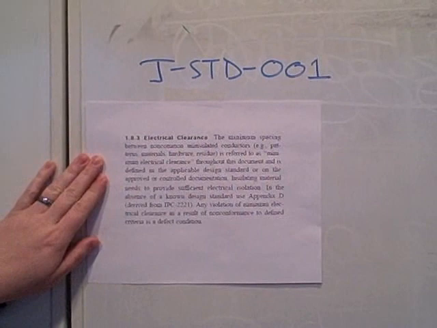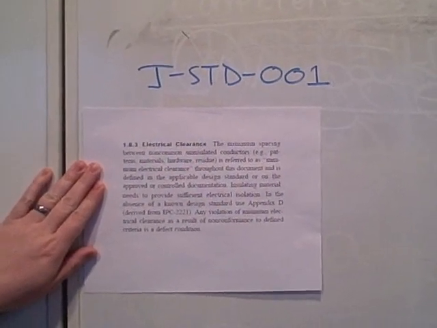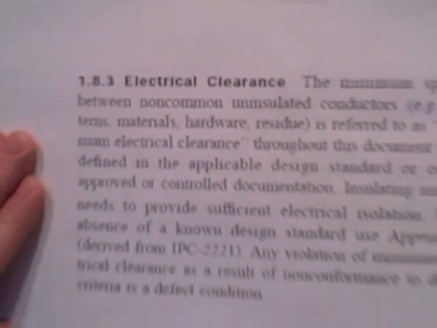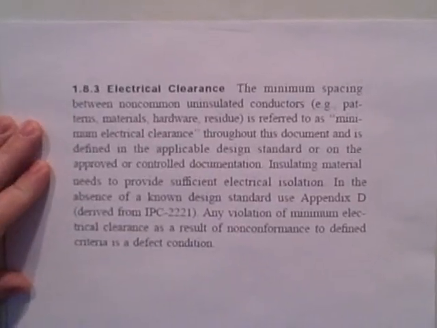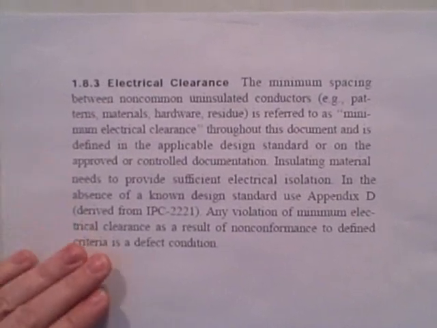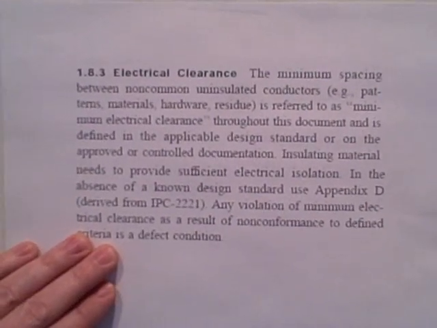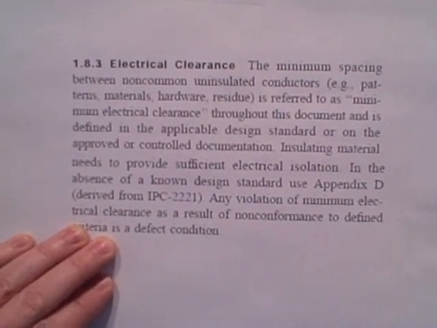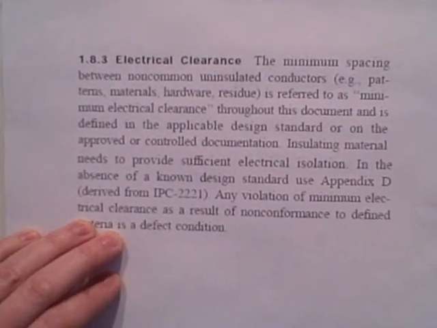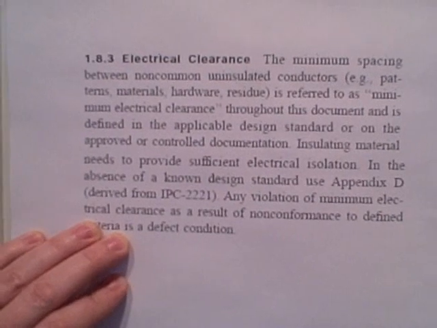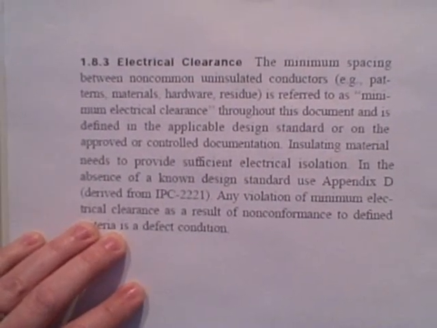J-STD-001 defines electrical clearance as the minimum spacing between non-common, uninsulated conductors. Throughout J-STD-001, requirements for electrical clearance are typically referred to voltage spacing clearances that are actually provided in the IPC-2221 design standard. A good example of this is in the illustrations that J-STD-001 provides for overhang of surface mount lead terminations.